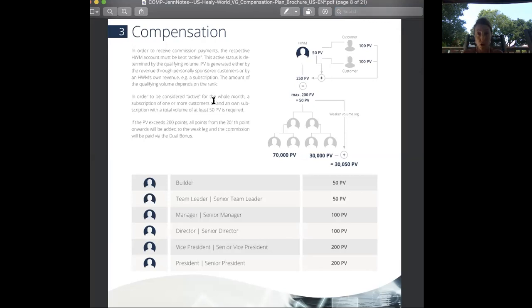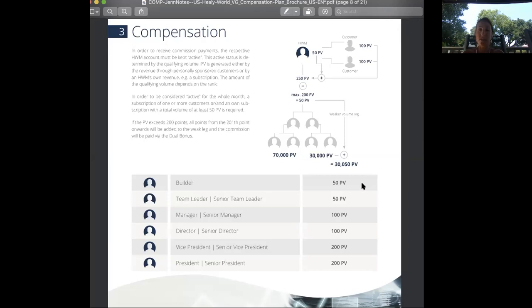This is worth noting because it's very unique. It's really cool within Healy that, in order to be considered active and to qualify to earn commission, you don't even have to buy anything that month. That is almost unheard of. If one of your customers has bought something, not a member who's in your downline structure, but a customer, and has met that qualification, you're good to go.